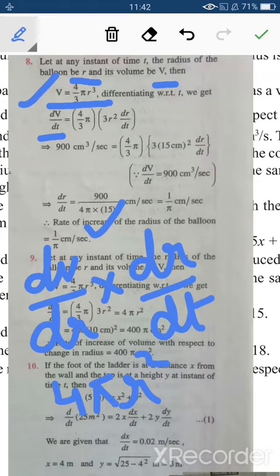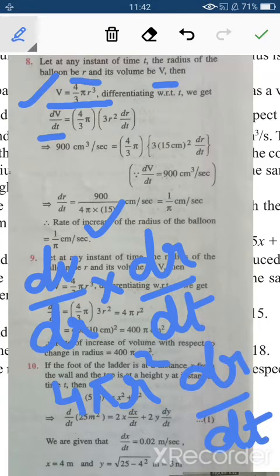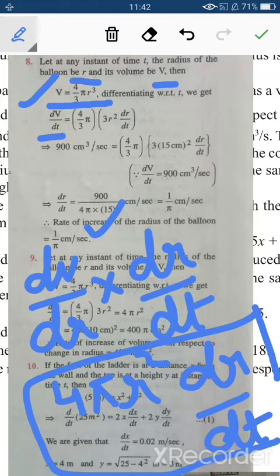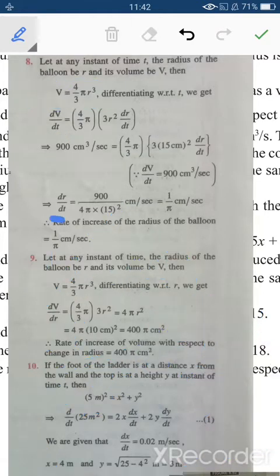And next is dr/dt. This is clear, everyone. So this value is given to us. This value is equal to 900. So we will put the value, we will get it as 900. From here we will find dr/dt. So whatever dr/dt is, we fill the value of r equal to 15, we will get the answer, that is the rate of increase of the radius of the balloon. This is our question number 8. I hope it is clear, everyone.